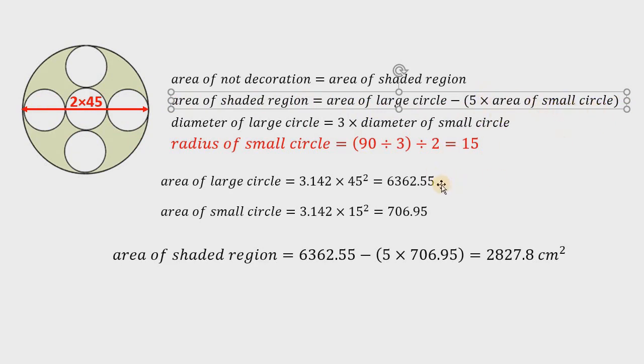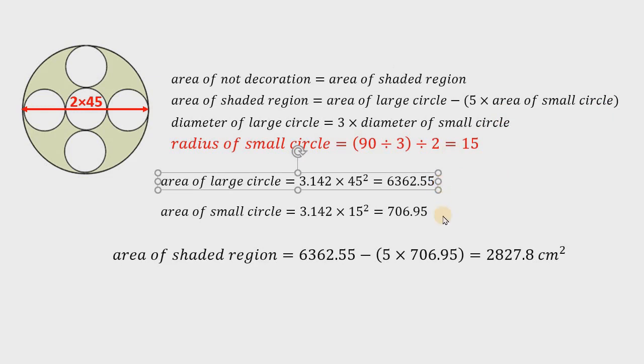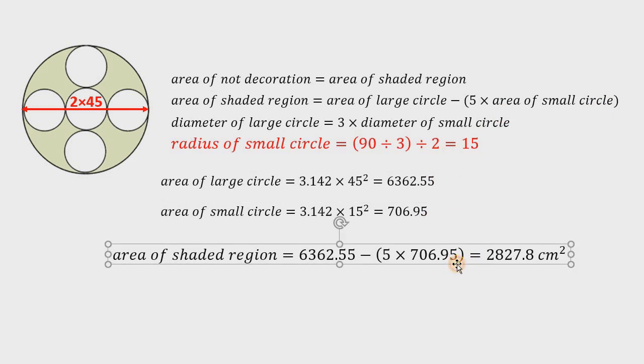So we find the area of the large circle and the area of the small circle, and then I apply them into the calculation. The area of the large circle minus 5 times the area of the small circle, I get the values. So I hope you understand.